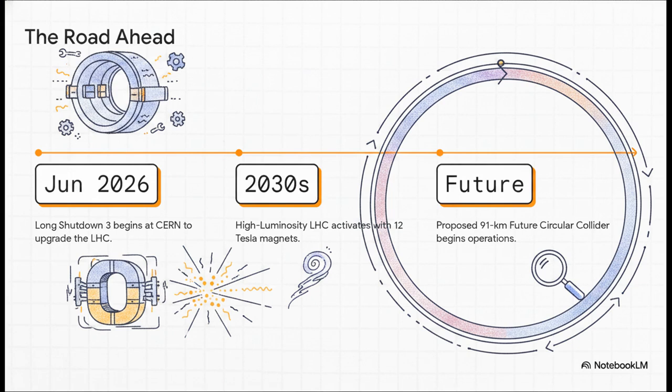On June 29, 2026, CERN initiated Long Shutdown 3, turning off the Large Hadron Collider for a massive multi-year upgrade. By the 2030s, it's going to reboot as the High Luminosity LHC, using state-of-the-art 12 Tesla superconducting magnets to smash protons with unprecedented intensity. Looking even further ahead, Europe is pushing for the Future Circular Collider, a massive 91-kilometer ring designed to test these exact anomalies with razor-sharp precision. We are literally rebuilding our tools from the ground up to chase this ghost in the machine.